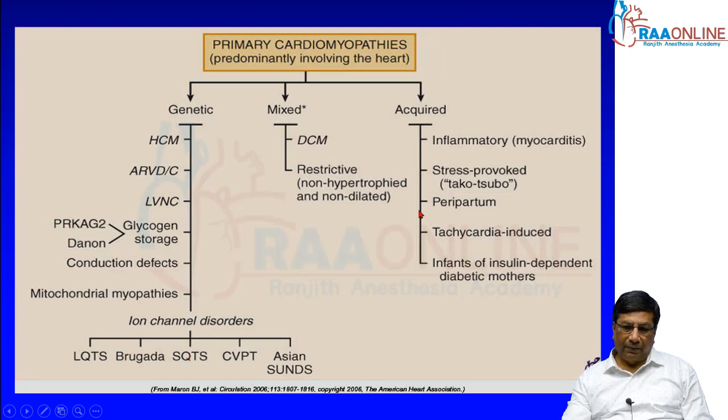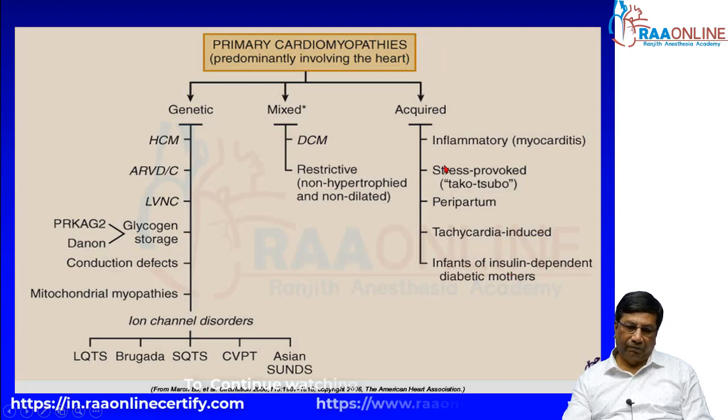Whereas acquired cardiomyopathies are the classical post-viral myocarditis, which is called inflammatory myocarditis and cardiomyopathy. We have a cardiomyopathy called Takotsubo syndrome, which is stress-provoked, peripartum cardiomyopathy, and sometimes a long-standing arrhythmia can produce tachycardia-induced cardiomyopathy, and babies of insulin-dependent mothers may have hypertrophic cardiomyopathy. So, these are acquired cardiomyopathies.